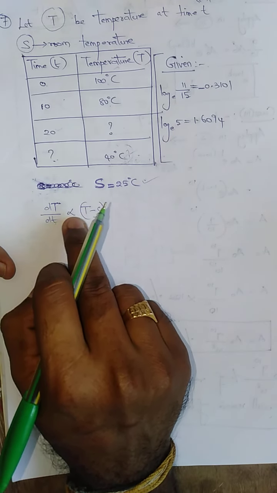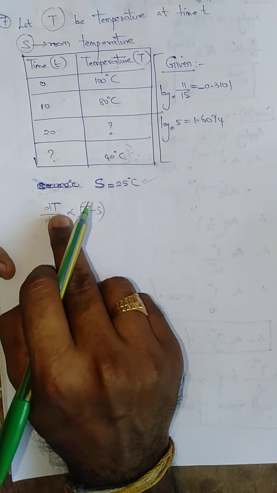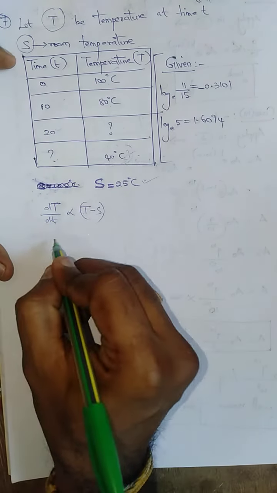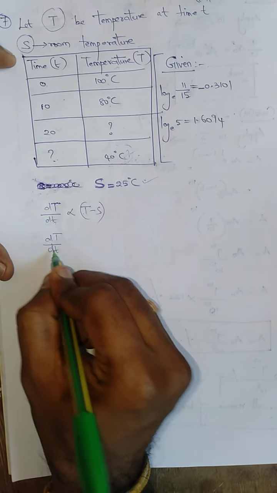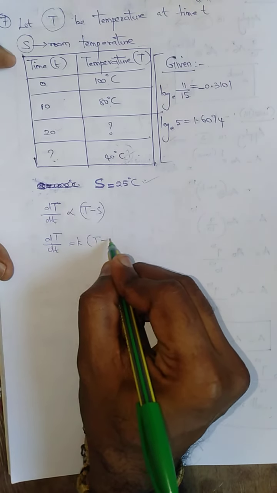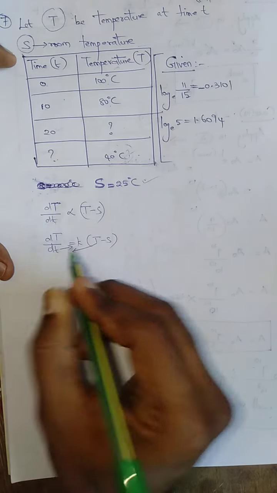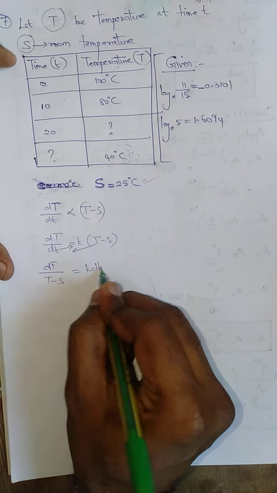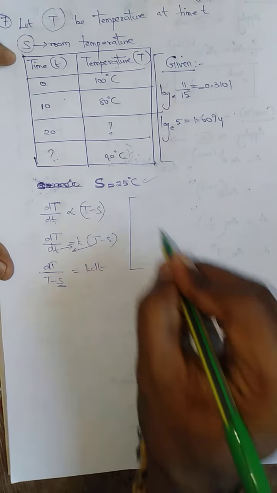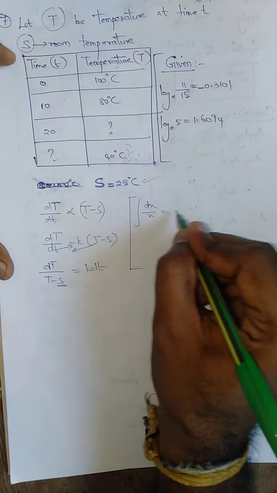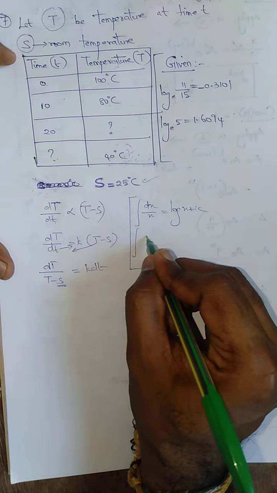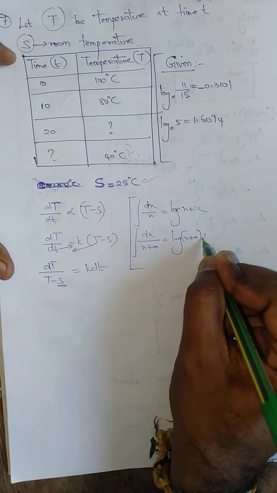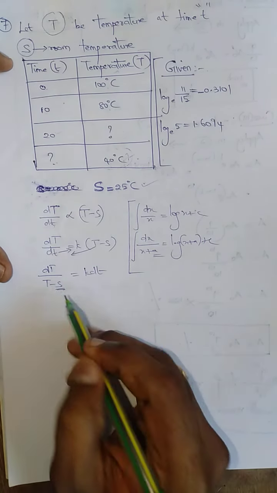Newton's law of cooling is dT divided by dt, where dT is the temperature change and t is time, directly proportional to T minus S. So dT/dt is equal to k into (T minus S). Let T minus S come down and dt go upward. So dT divided by (T minus S) is equal to k dt. Since S is a constant, we know the formula: the integration of dx by x is log x plus c. The same, dx divided by (x plus a), is also log (x plus a) plus c, because a is a constant. Here S is constant.